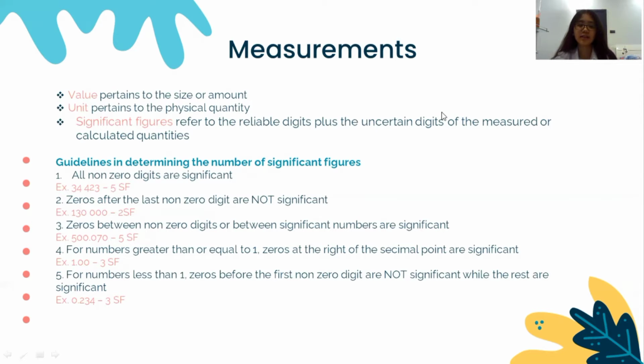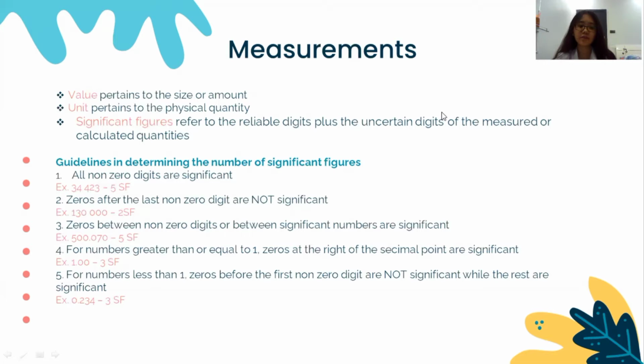Next, for the second rule, zeros after the last non-zero digit are not significant. For example, 130,000 has only 2 significant figures because according to the second rule, we only count 1 and 3 as significant figures. Next, for the third rule, zeros between non-zero digits or between significant numbers are significant. For example, 500,070 has only 5 significant figures.